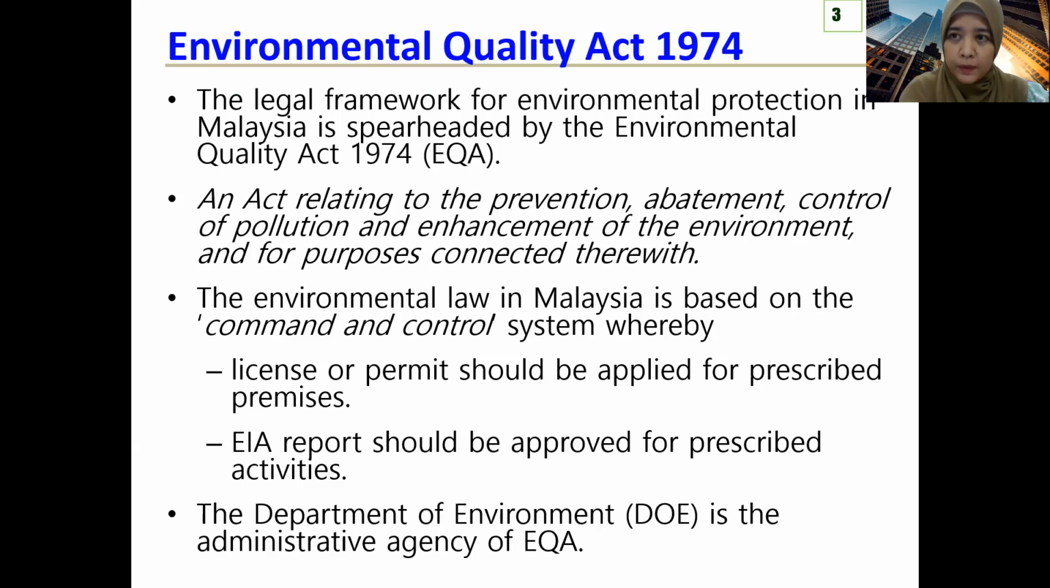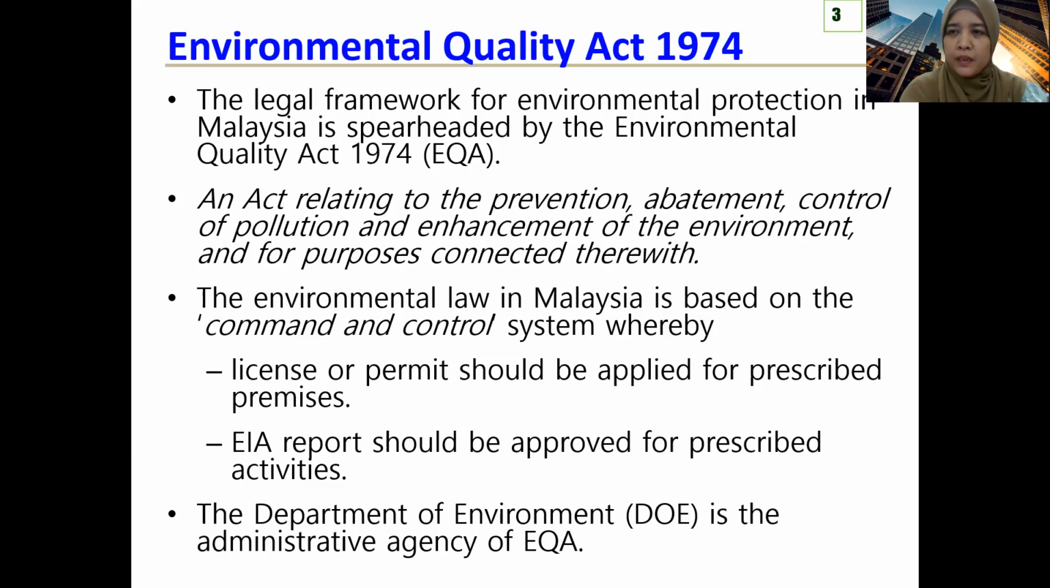Abatement means to stop. The action that damages the environment may have already occurred, so now we want to stop it, or we want to reduce that particular activity. Then control of pollution. Some activities may produce matter that could damage the environment, which is pollution.